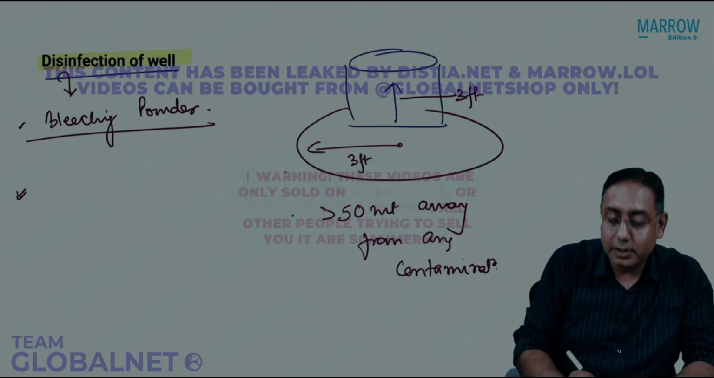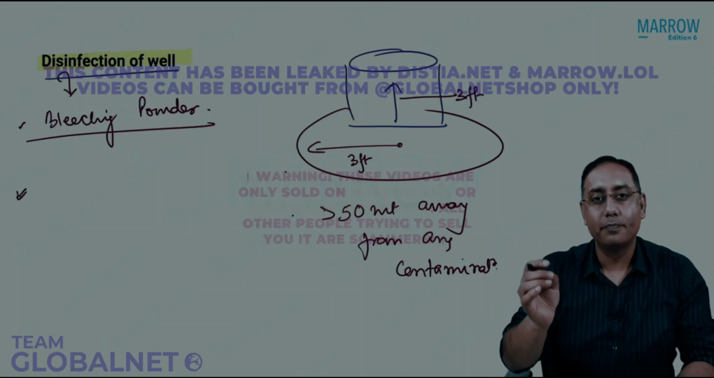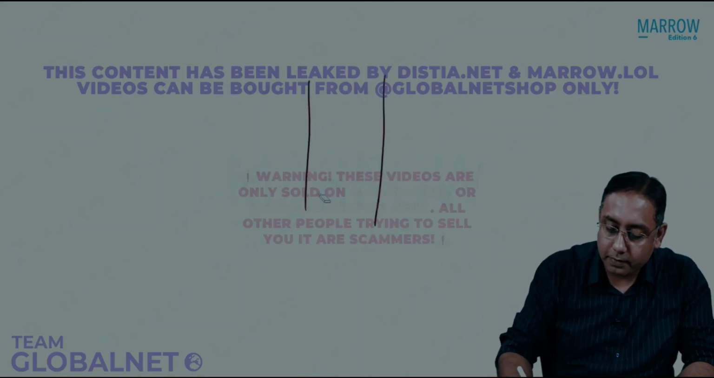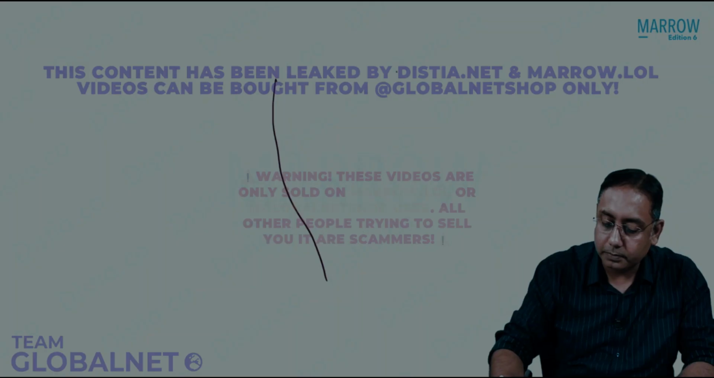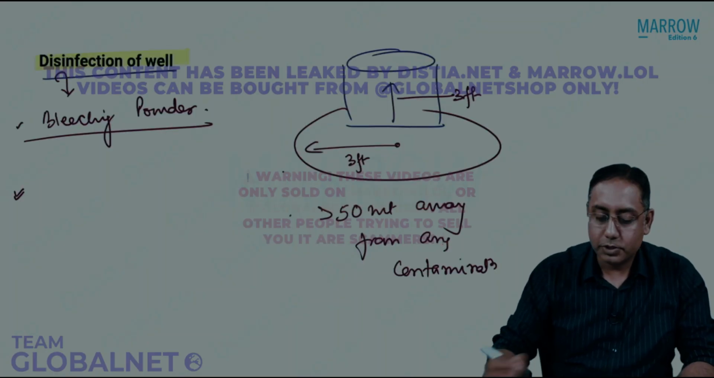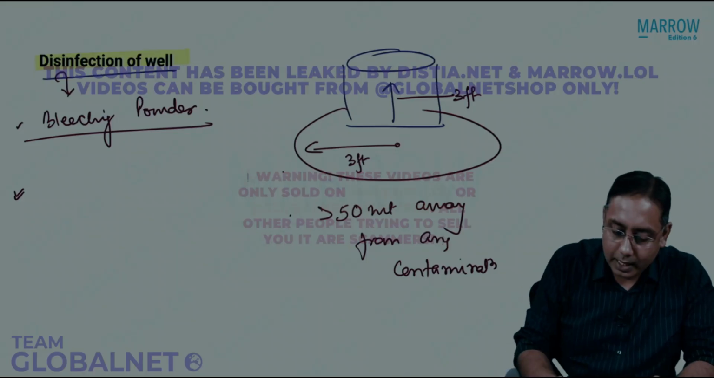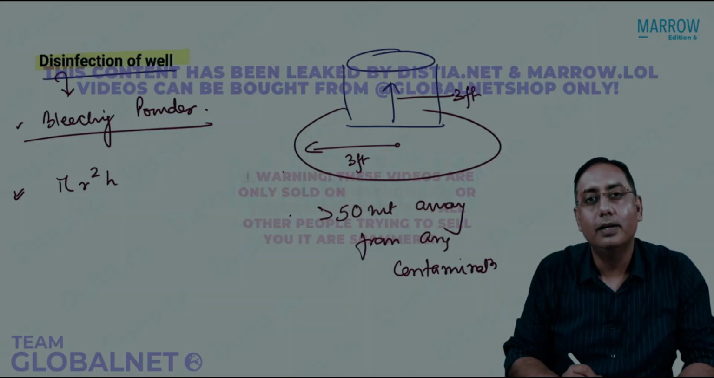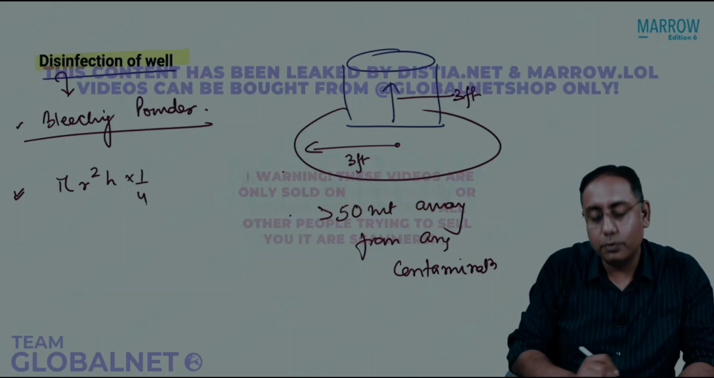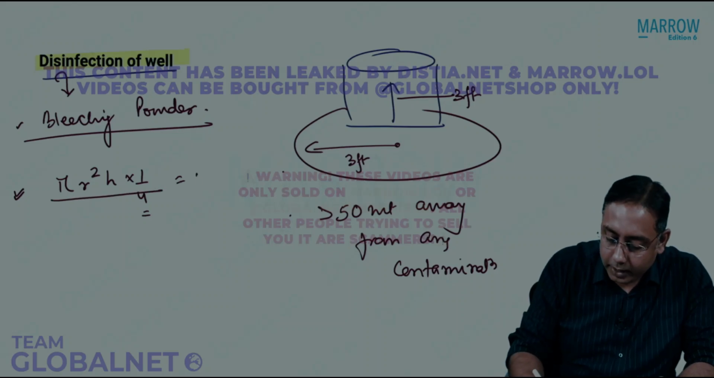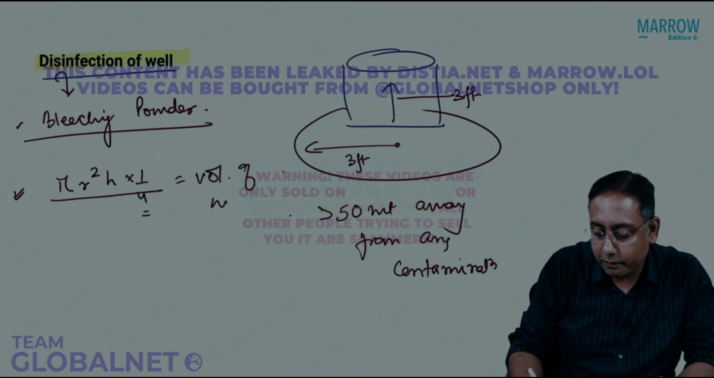That calculation is based on the volume of a cylinder. You remember wells will have a tapering in the bottom side. So the volume of the well can be calculated by the formula pi r square h, multiplied by 1/4. So you just decrease it by 4 times. This is the way to calculate the volume of a well.